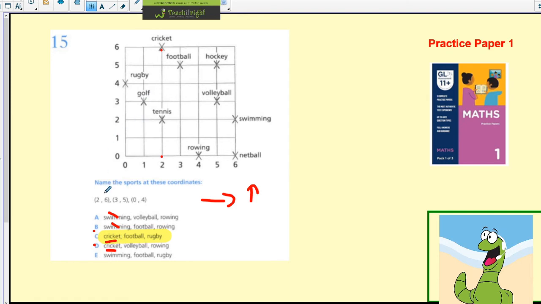And then we've got name the sport, so 3, 5, so across 3, up 5, football. And that already tells me the answer is C, but let's just check. 0, 4, across is nothing, up 4, rugby. So cricket, football, and rugby were the answers, making it C. Remember, along the corridor, up the stairs.